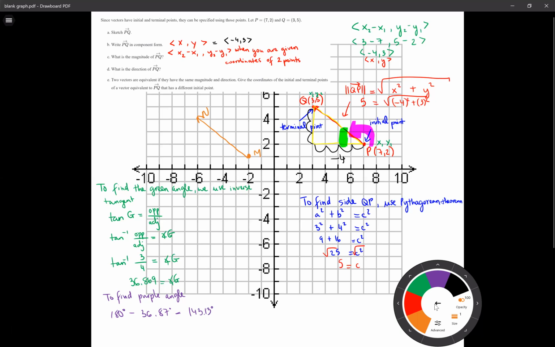I need 3 more examples. Please, when you put in your answer, send it to everyone. So can someone make an example? My initial point will be negative 2, 1, and terminal point will be negative 6, 4.